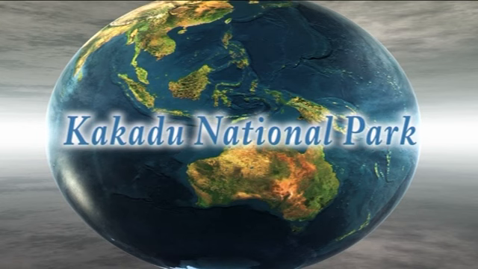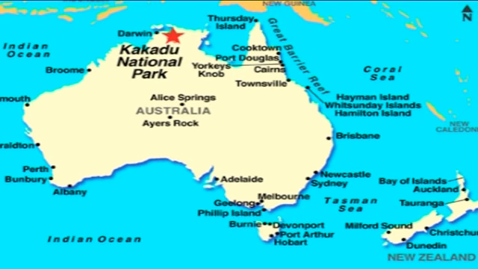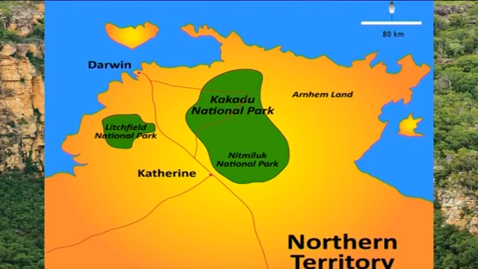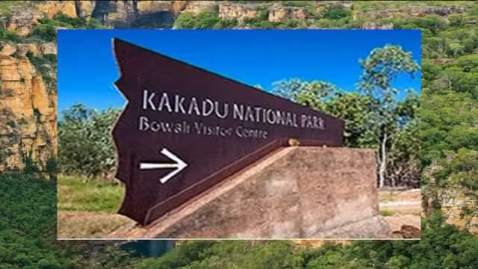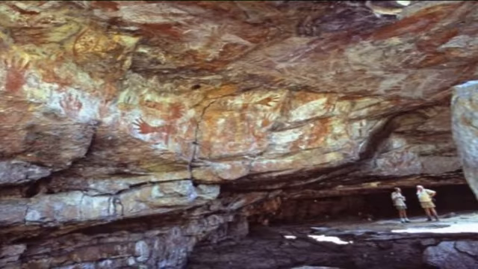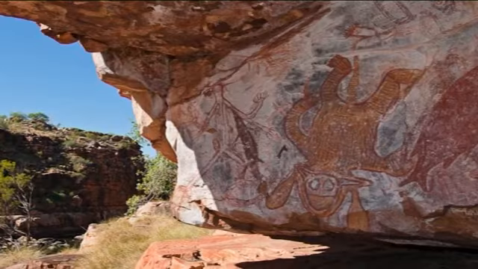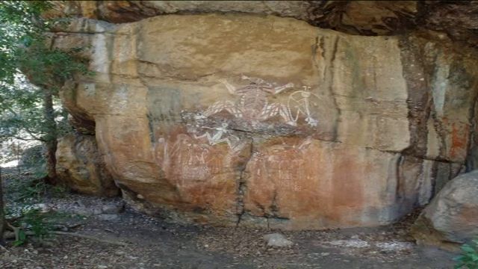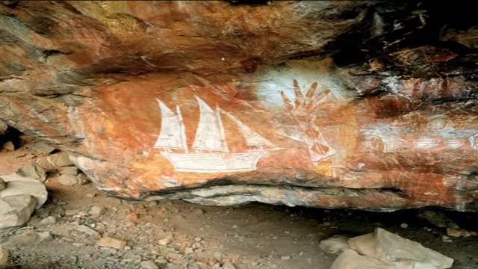Kakadu National Park. Located in Australia's Northern Territory, about 3 hours north of Darwin, Kakadu is the country's largest national park. There is a lot to see in Kakadu National Park, including a large concentration of Aboriginal rock art, some of which are estimated to be 20,000 years old.